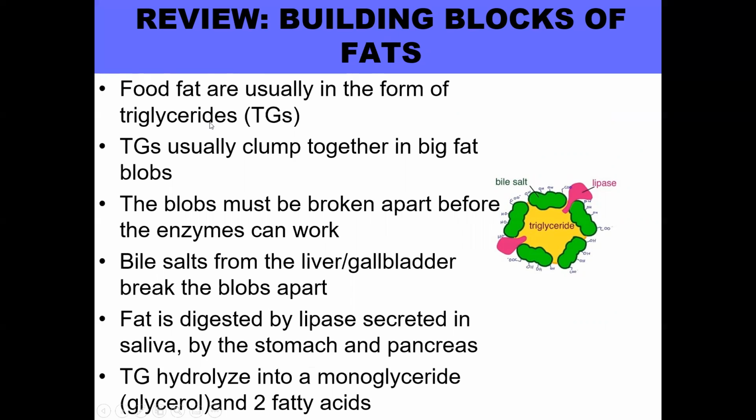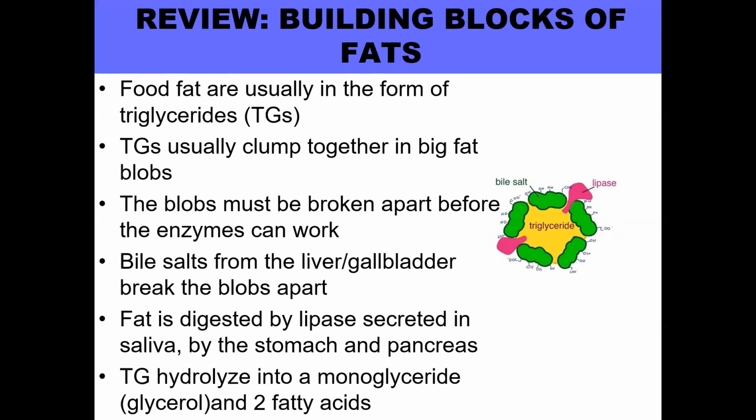Fats are usually found in the form of triglycerides in foods. And triglycerides like to hang together and clump together in big fat blobs. So imagine that the big fat blob is the equivalent size of a beach ball of fat in your digestive system. There's very little surface area and there's a lot of fat around it. And it's very hard for the lipases to act on that huge blob. So before the enzymes can really work, we've got to break the big blob apart into smaller blobs.